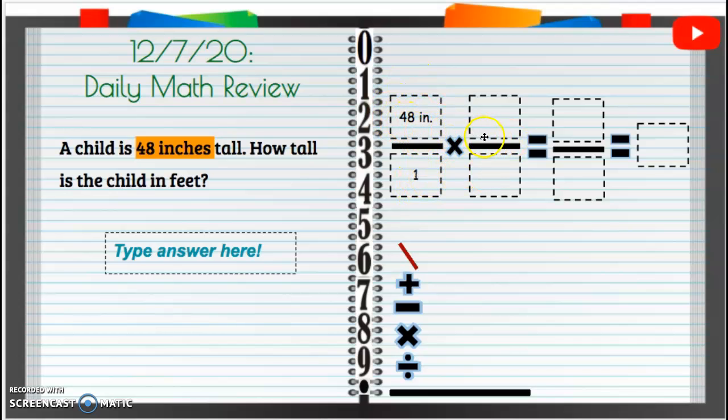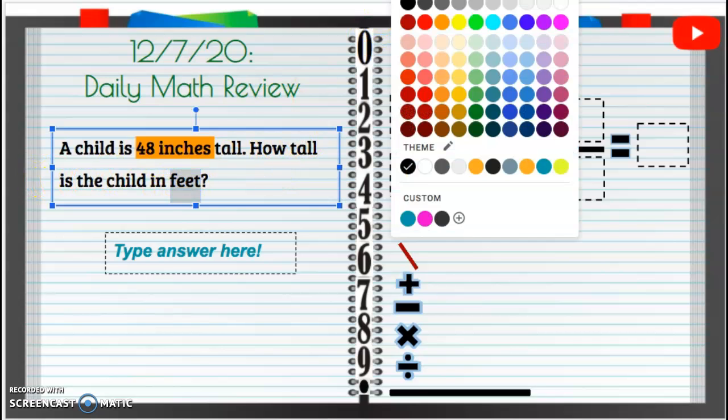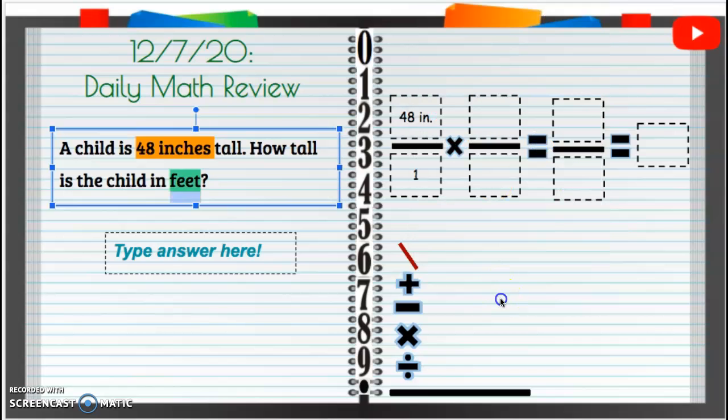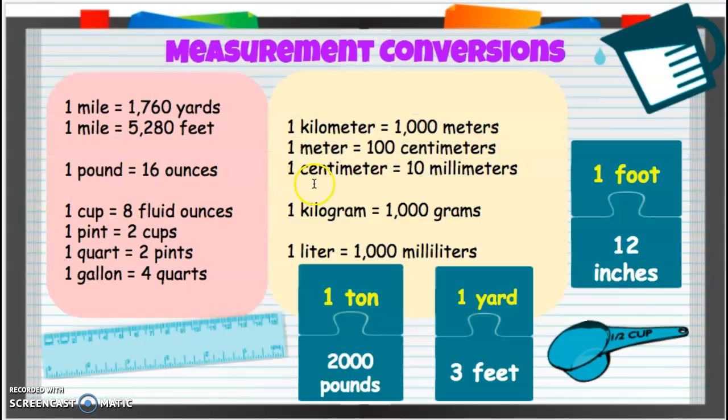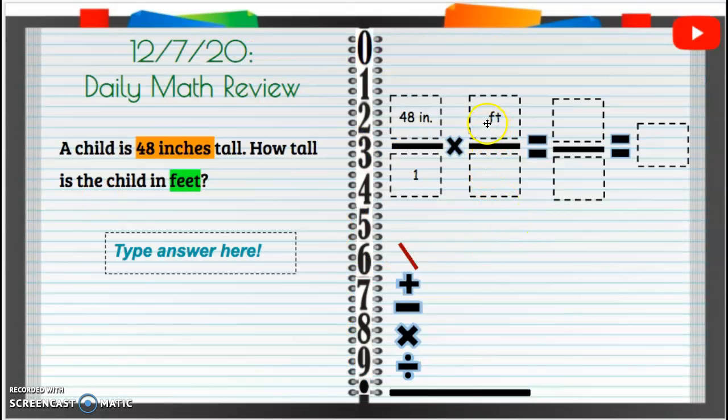Now, what are we trying to get to? Well, we're trying to see how tall the child is in feet. So I'm going to highlight the feet here. So now we need to multiply by however many inches are in a foot. So we're going from inches, we're trying to get to feet. So if we look back at our conversion chart, remember there's 12 inches in 1 foot. So in our chart here, for 1 foot, we're going to have 12 inches.